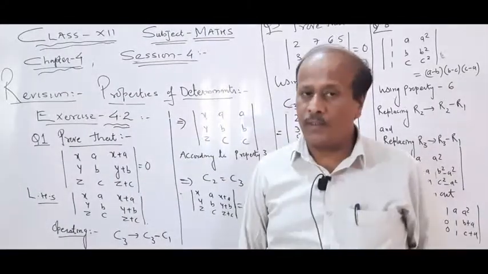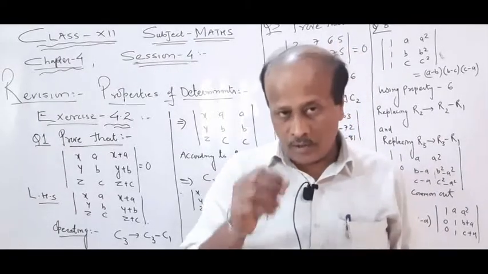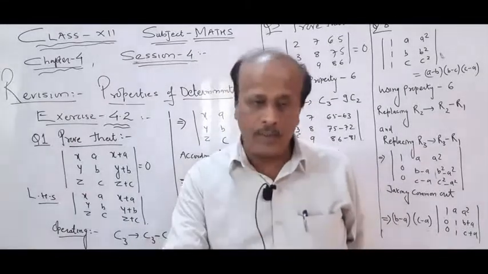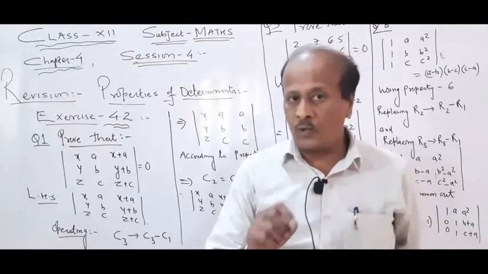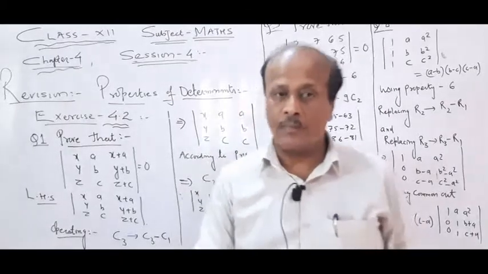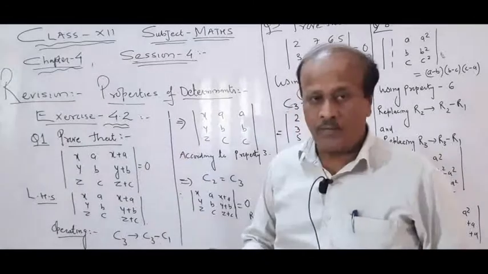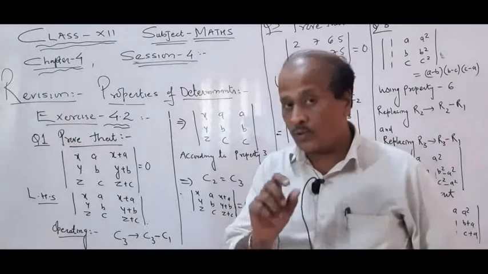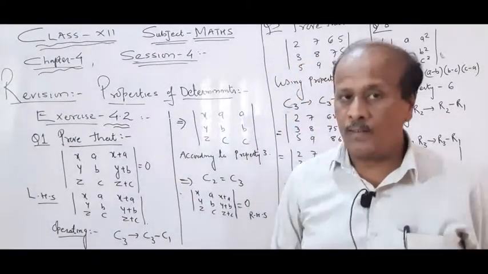What is property number 3? Property number 3 is: if all the terms of any row or column are the same, then the value of the determinant will be 0. That is property number 3. And I told you many objective questions depend upon property number 3. So whenever the elements of any 2 rows or 2 columns are the same, then directly you write the value of the determinant as 0.